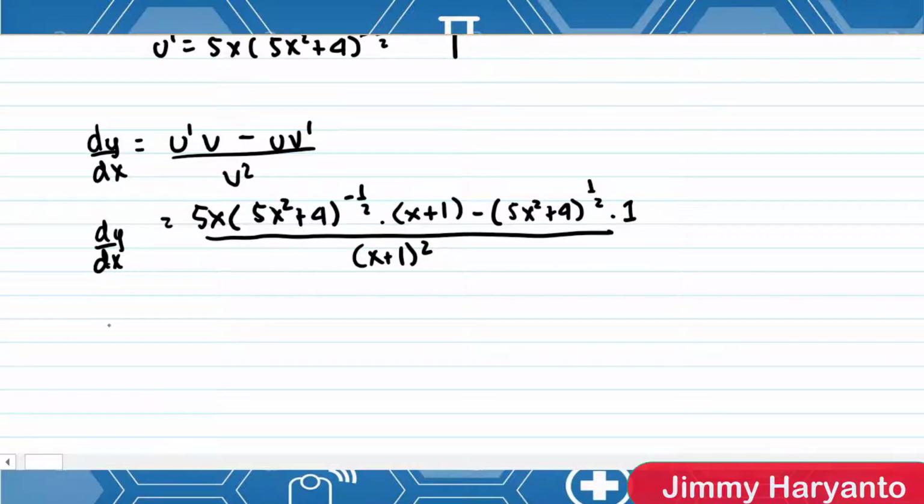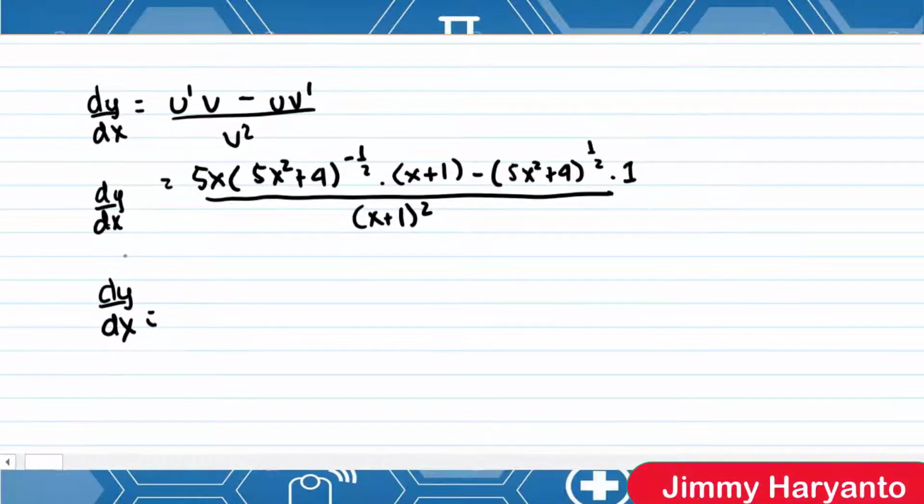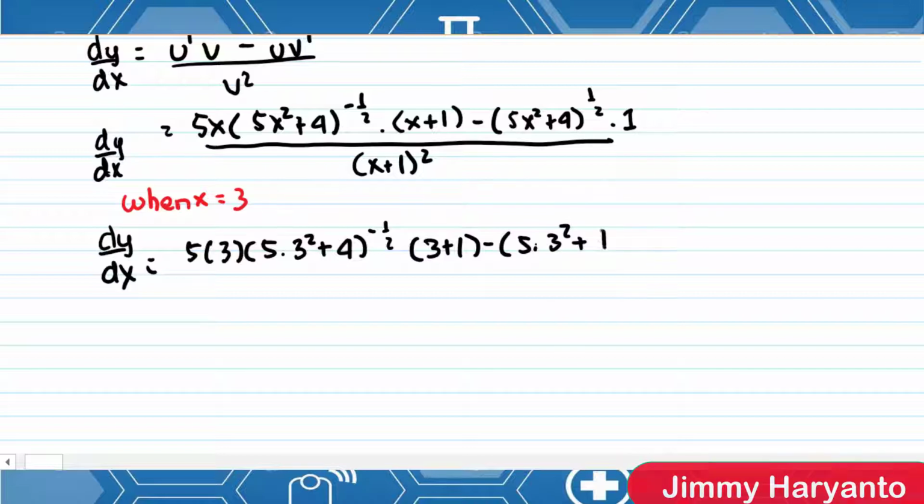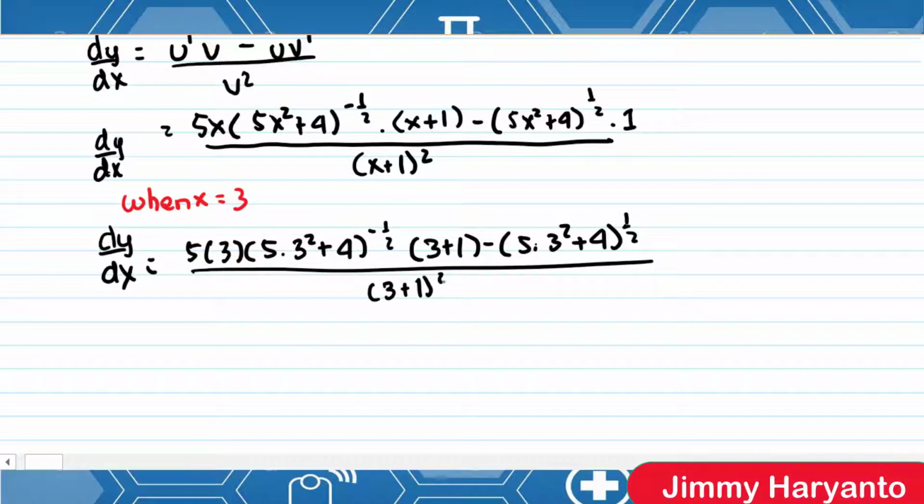The value of dy over dx, how much? So dy over dx equals, I will write it first, when x equals 3. You only have to substitute x equals 3: 5 times 3, and then 5 times 3 squared plus 4 to the power of negative half, times 3 plus 1, minus 5 times 3 squared plus 4 to the power of half, over 3 plus 1 to the power of 2. After that you can use your calculator to simplify this, and the answer will be 11 over 112.